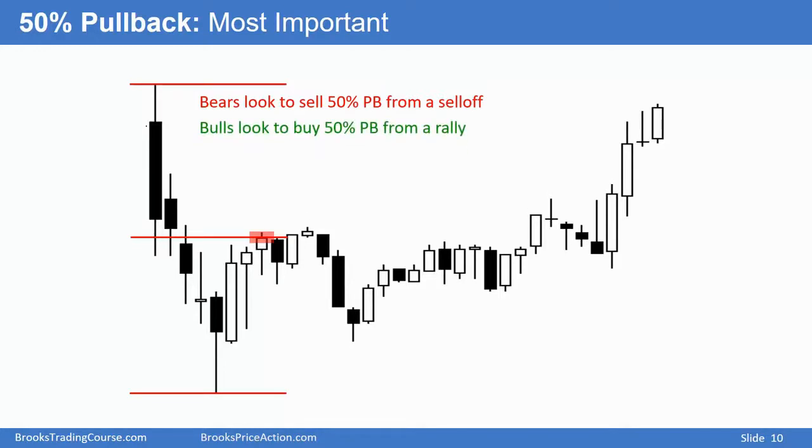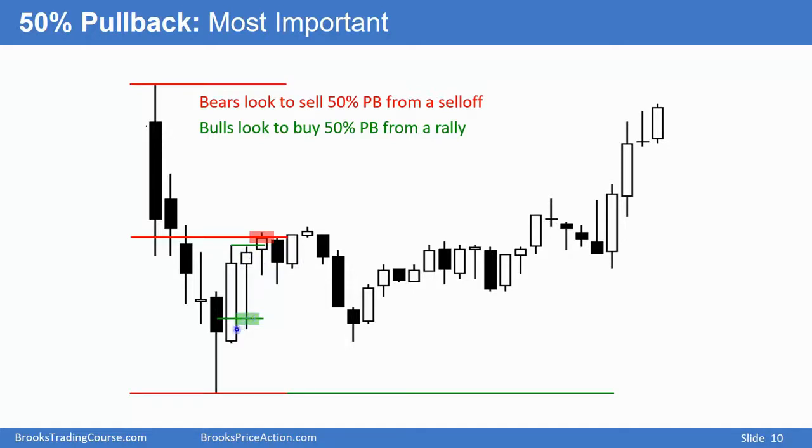Likewise, bulls look to buy a 50% pullback from a rally. Now, this is a rally. At this point, the rally is right here, and it pulls back right here. As soon as this bar closes, the bulls will place a limit order to buy a 50% pullback. And look what happened on this bar. It went just below the 50% pullback, and then it raced back up again.